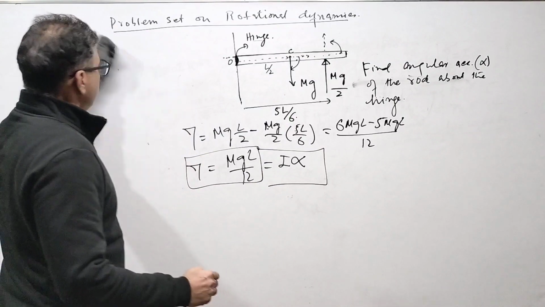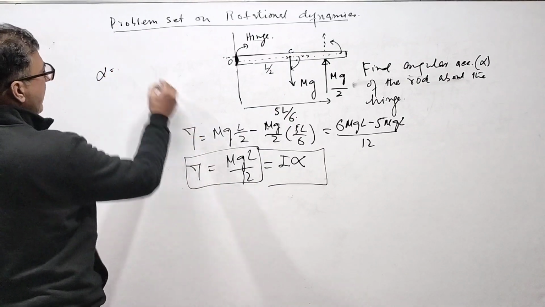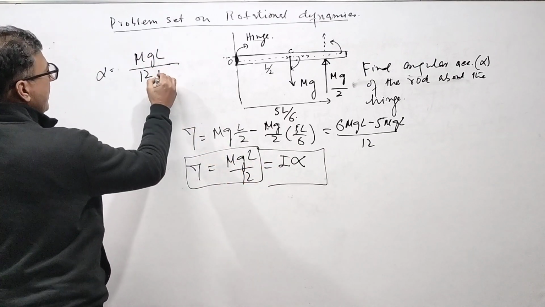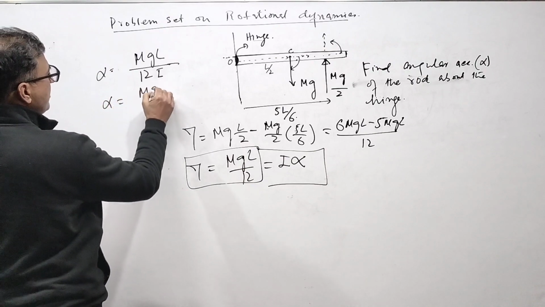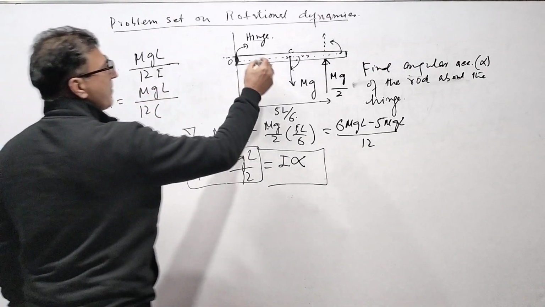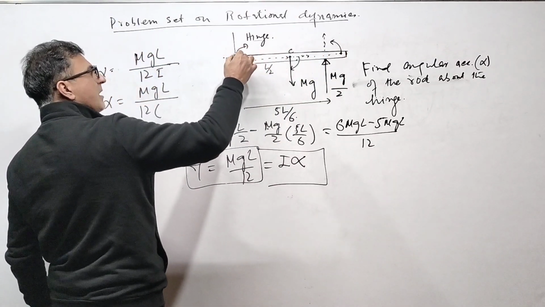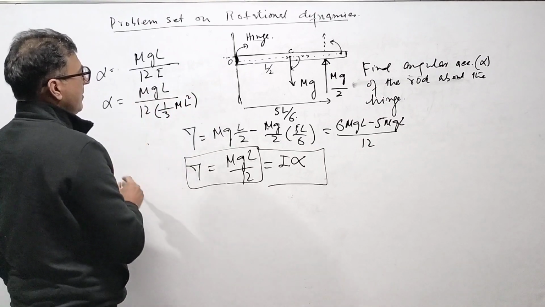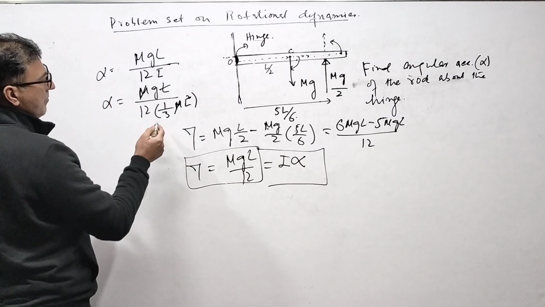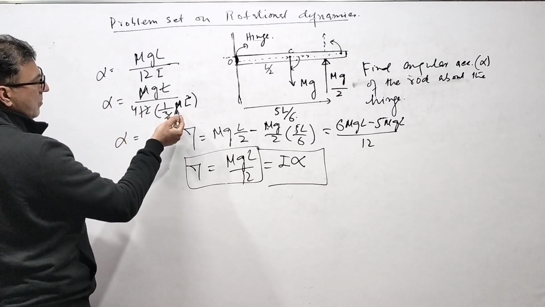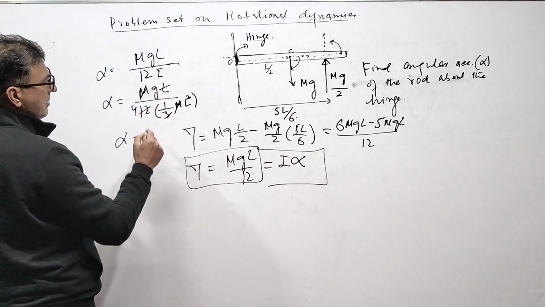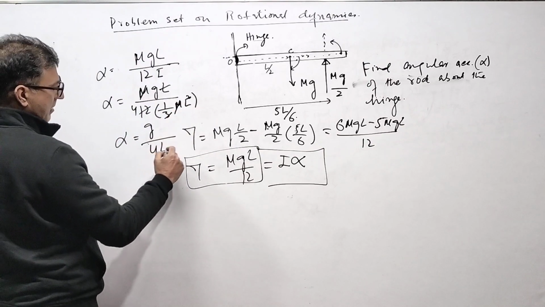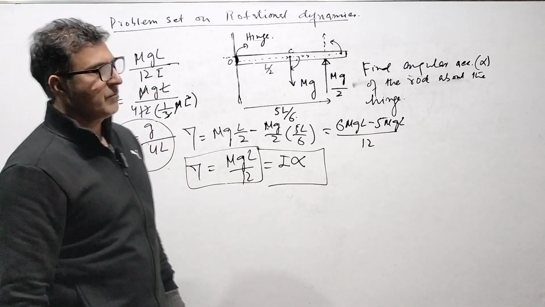We got the torque, and we will put this torque equal to I alpha. Now what is alpha? Alpha is equal to this mgl by 12 divided by I. What is I? The moment of inertia of this whole rod about an axis passing through one of the ends. So it is 1 by 3 ml square. L gets cancelled, m gets cancelled. This is 4. Alpha is equal to g by 4L. This is the answer for the fourth question.